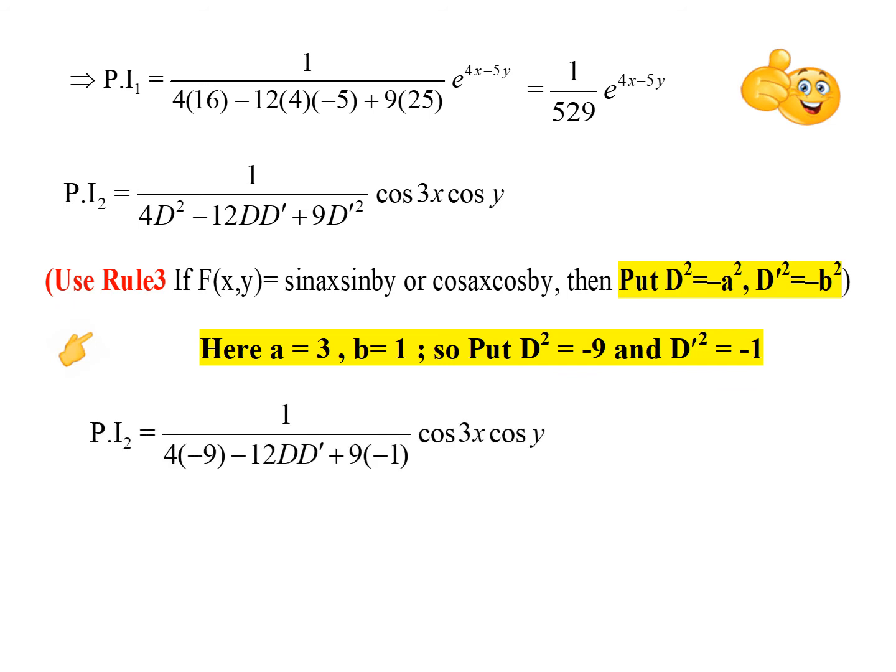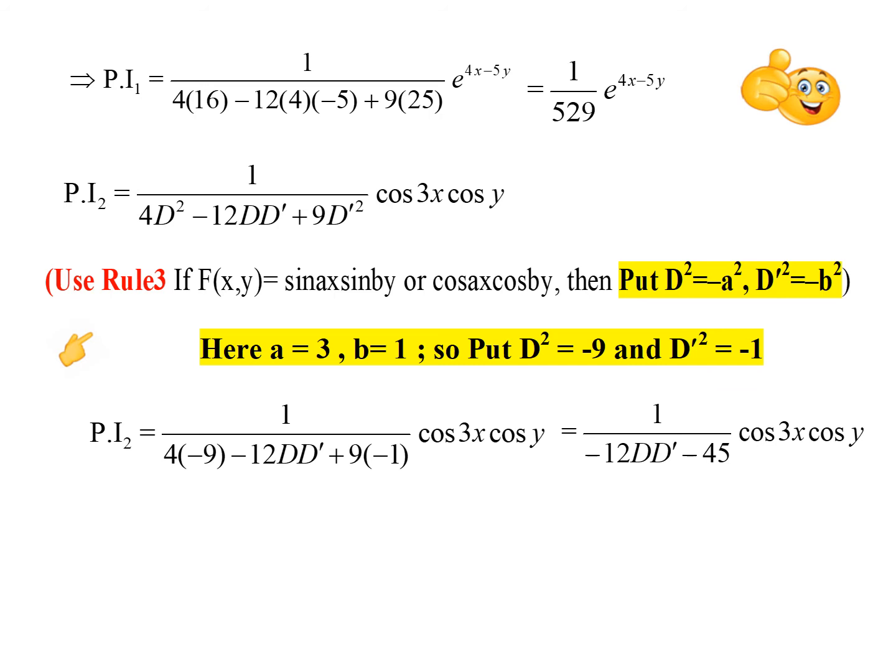Now let us substitute. So 4 into minus 9, minus 12 into D dash. You should remember, for this pattern there is no substitution for D dash. So we should not substitute for D dash. Plus 9 into D dash square is minus 1, and you have like this. And when you simplify this, you have minus 12 D dash minus 9 minus 4 into 9, so minus 45 you have.